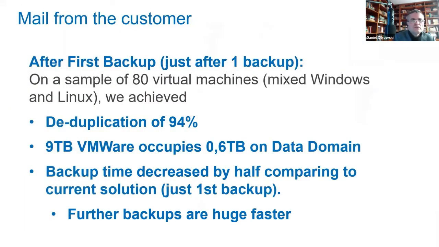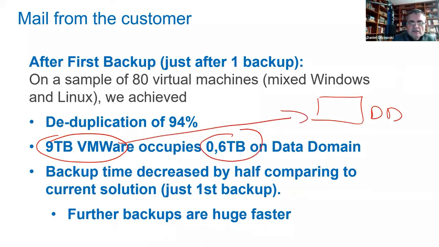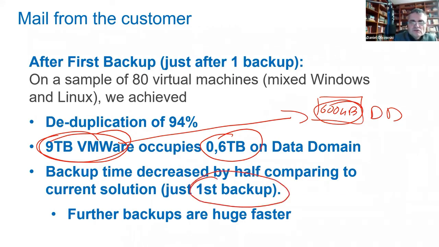Here is an example of a customer. The customer had a 9 terabyte VMware environment. He just had a new Data Domain. He sent this 9 terabytes to Data Domain, and there was 600 gigabytes, 9 terabytes to 600 gigabytes, almost nothing. So it was the first backup, and in the first backup, the reduction was 1 to 15.